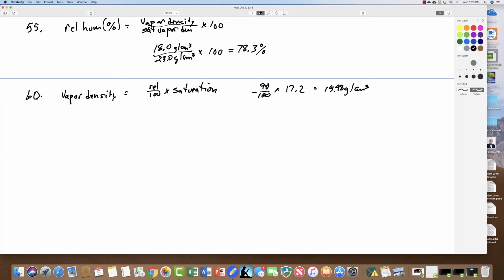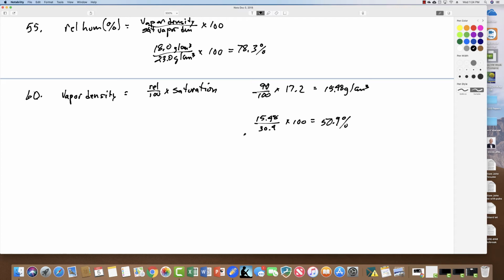Now later in the day, when it's warmer, you have the same vapor density, but now it's 30 degrees, and at 30 degrees, the saturation is 30.4. Dividing and multiplying by 100 will give you a relative humidity later in the day of 50.9%.